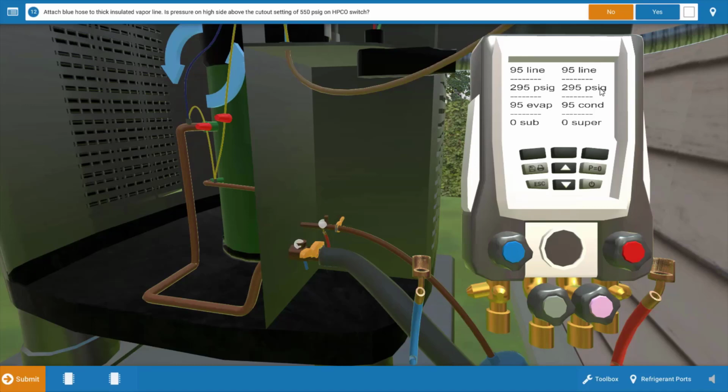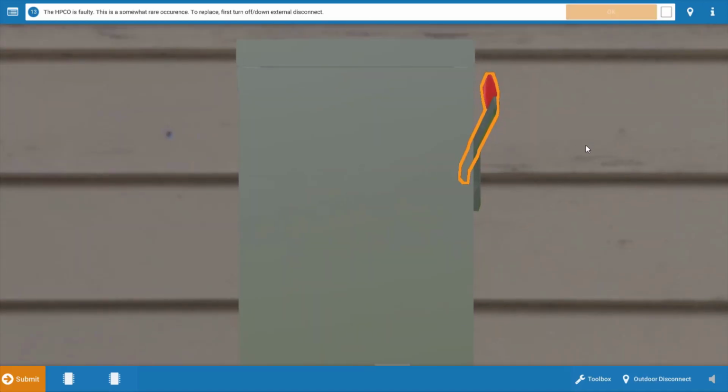Now listen, this high pressure cutout on an R410A air conditioning system will typically open its contacts at about 550 to 600 PSI. Well, we only have 295 PSIG here, so those contacts should be closed. This indicates that we have a faulty high pressure cutout, which is fairly rare. Again, it's usually opening due to a mechanical condition, but in this case, we do in fact have a faulty high pressure cutout. So our procedure guide asks us, is the high side above the cutout setting of 550? Well, no, it's not. It's 295 PSIG. At this point, we need to replace the high pressure cutout.